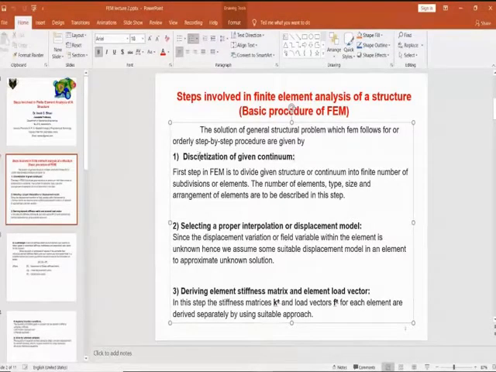Discretization means what? Dividing or splitting. I told you that in the finite element method, a complete body, a complex problem, is divided into simpler small parts. Okay, that process of dividing is called discretization. Discretization of the given continuum. Continuum means what? The problem domain.